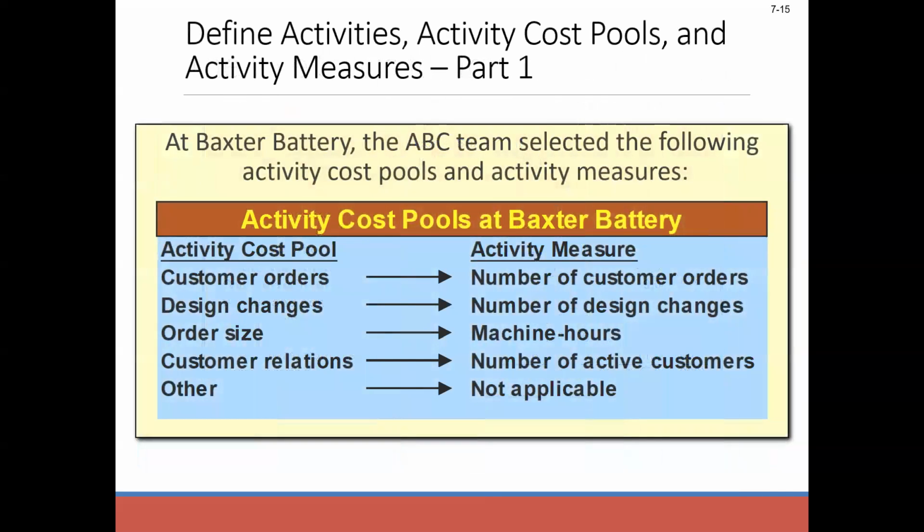So the ABC team selected the following activity pools and activity measures. You see here, the activity pool of customer orders is going to be measured by the number of customer orders. That makes sense. The activity pool of design changes will be measured by the number of design changes. The cost pool of order size is going to be measured by the number of machine hours. The activity pool of customer relations will be measured by the number of active customers. And then for any other activity pools, the measure is not applicable. They're just opening up an extra option there.